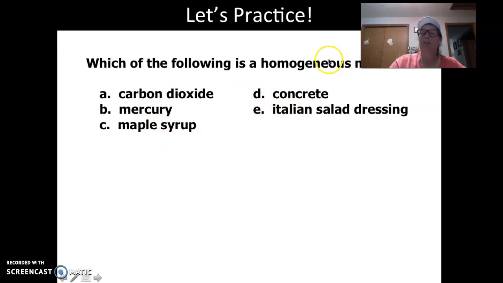Now they've got to look the same throughout if they're homogeneous. Again, another name for that is a solution. Well, concrete, I don't know about you guys, but when you look at concrete, you see little rocks in there. Unfortunately, mine has cracks in there with weeds. Italian salad dressing we already talked about. When you shake it and shake it, it might look like it's mixed up, but when it sits there, it starts to separate. So it's got to be maple syrup. And hopefully not old maple syrup, because with old maple syrup you start to get the sugar precipitating out. But that would be an example.